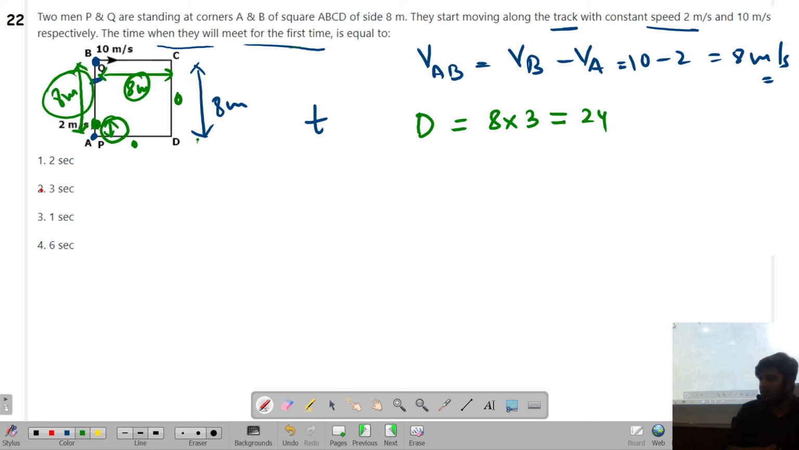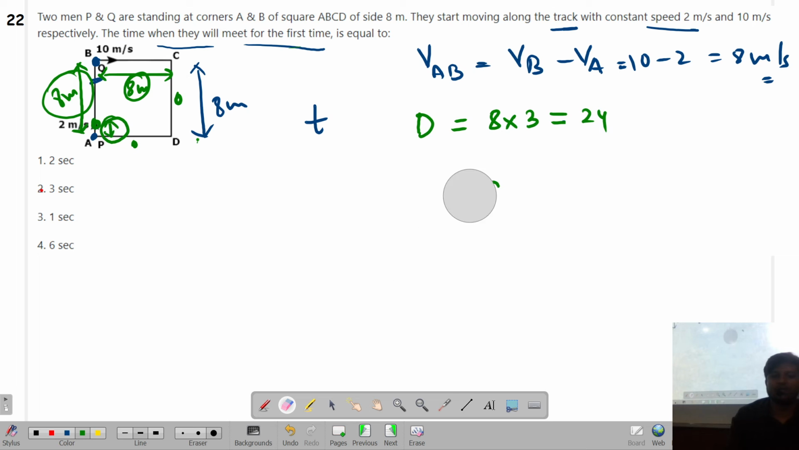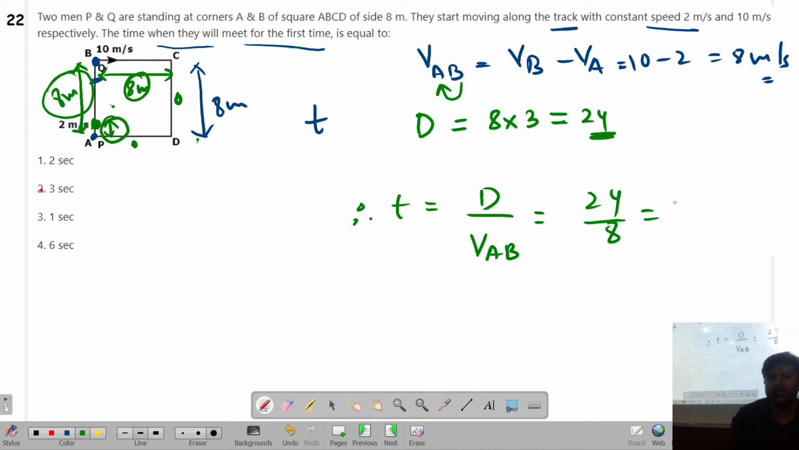Got it or not? Let's suppose A is traveling this way at 2 meter per second and B at 10 meter per second. Are they going to catch each other? No, it's not possible. So after total distance of 24 meter of traveling by B, B is able to catch A. So time of traveling is D by V of AB, which is equal to 24 by 8, which is equal to 3 seconds. Got it or not?